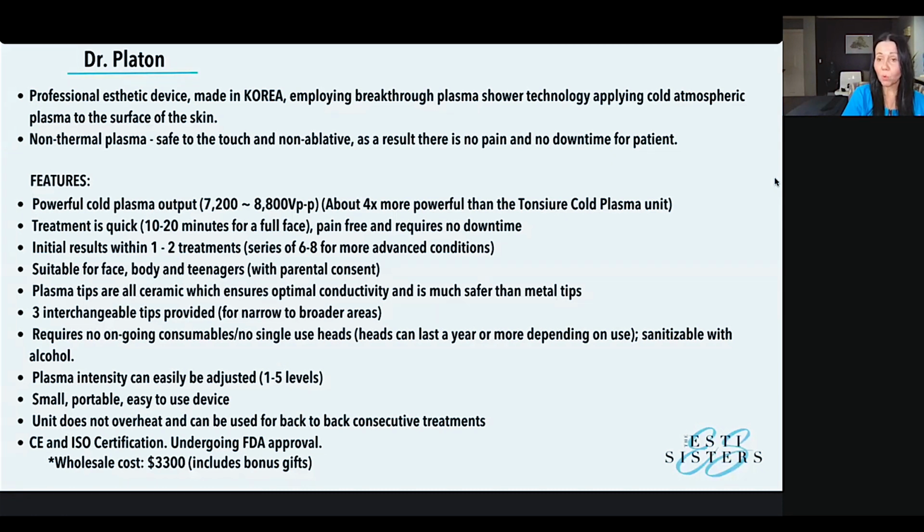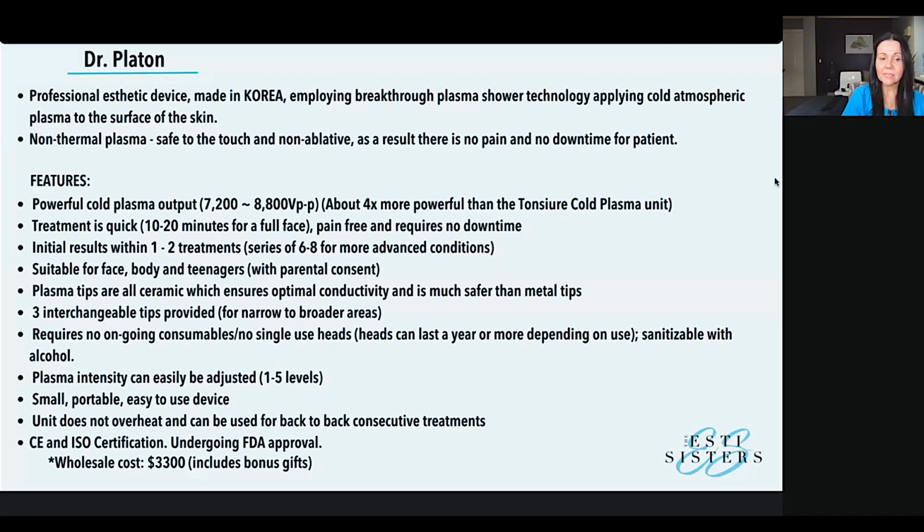A small portable device, very easy to take with you. We do have members in our group that actually do portable. You guys are in the field. Some people have a van or a little bus that you work with. Some people go into people's homes. So it's really nice to know that this is a very small, easy device to pack up and carry. Also, the unit does not overheat. So that's another major factor, like I mentioned, so you can do back-to-back treatments.